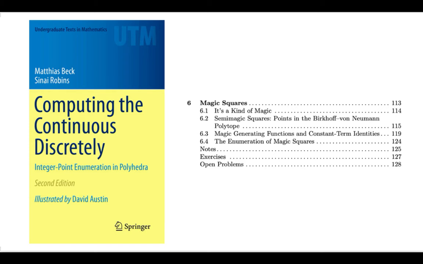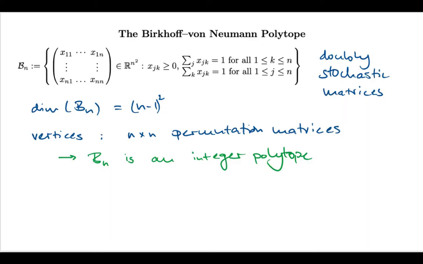We will go back to Chapter 2 and pick up generating function techniques to now compute Ehrhart polynomials, for example, for Birkhoff-von Neumann polytopes. So I'm picking this up from the previous video.